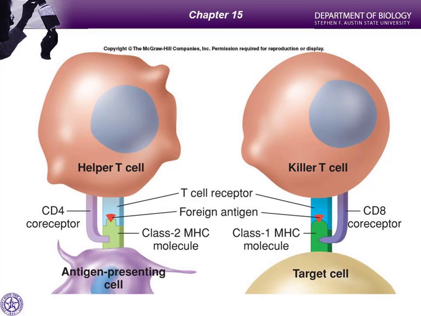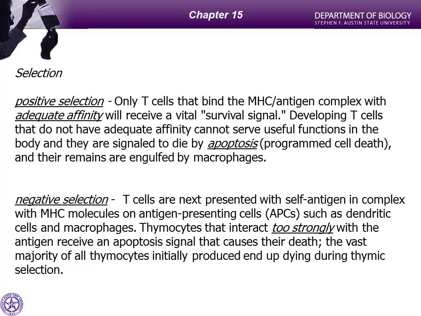So let's look at how these T cells become immunocompetent and yet how we screen them to make sure they cannot recognize self and cause an autoimmune response. So the T cells derive from stem cells in your bone marrow. They're transported to the thymus where they are going to complete their developmental stage. And the first thing they do is they go through a positive selection step.